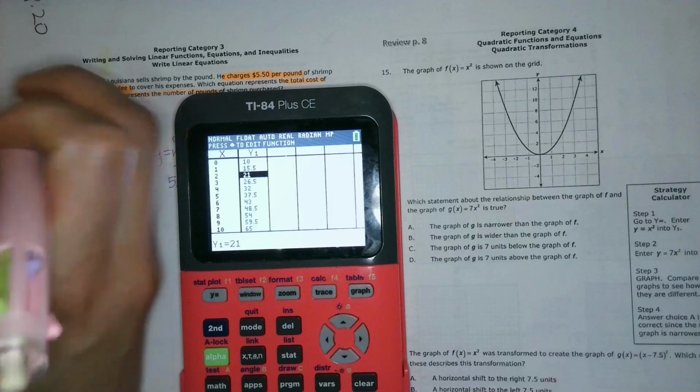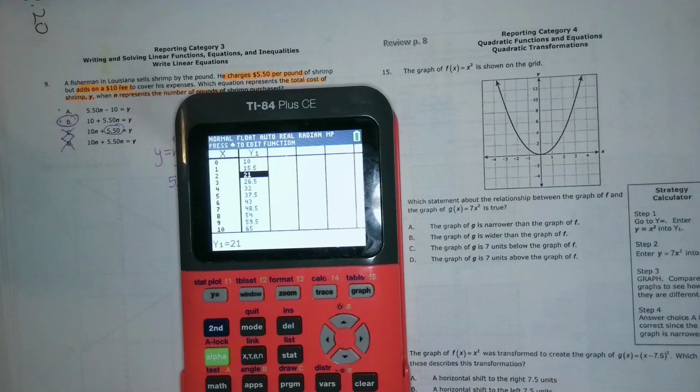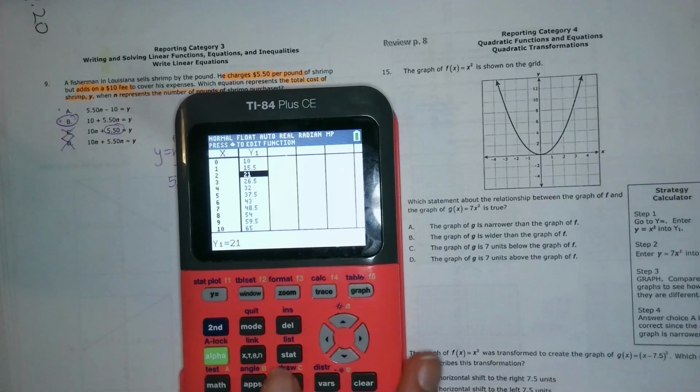So the best answer is B. It's the only one that makes sense. And again, too, you don't have to use a calculator. It's just to check yourself. But you could also use it for those more complex problems.